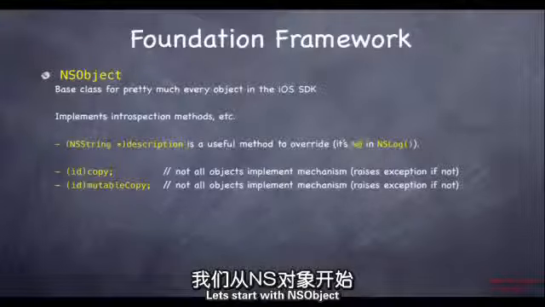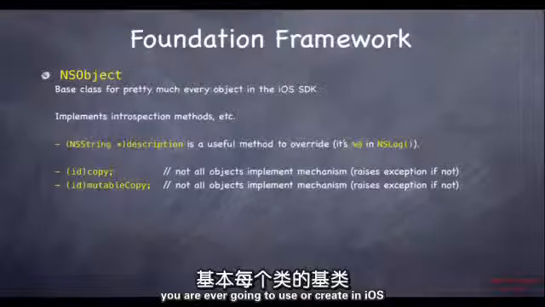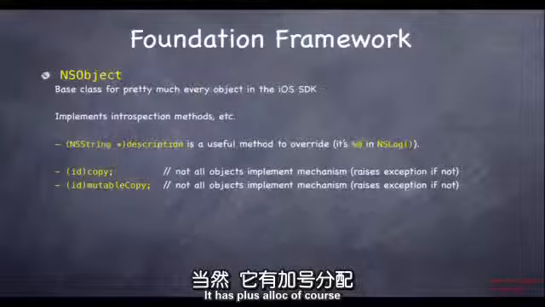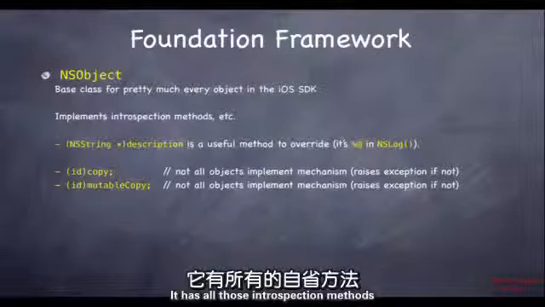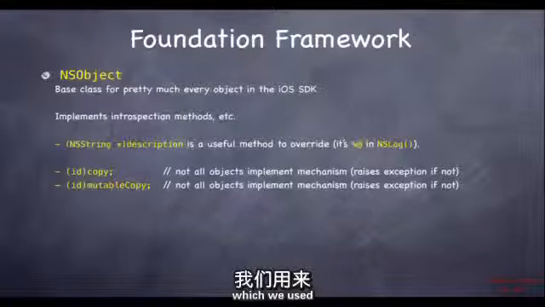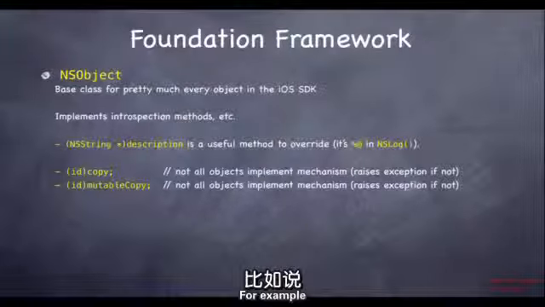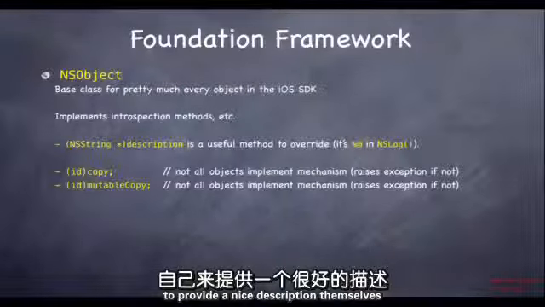Let's start with NSObject. NSObject is the base class for pretty much every class you'll ever use or create in iOS. It doesn't have a lot in there. It has +alloc, of course, that class method that allocates space for it. It has all those introspection methods, respondsToSelector and its kind of class. It has description, which we use to create the description of an object so we could NSLog it to the console, for example. And usually classes override description to provide a nice description of themselves.